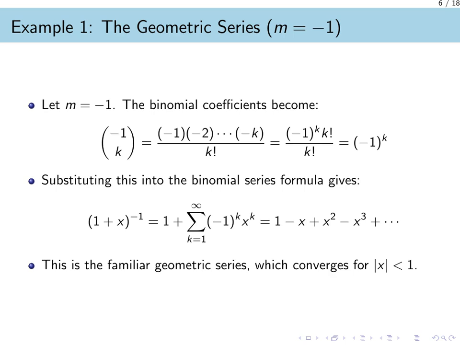Substituting this result back into the general formula gives the series 1 minus x plus x squared minus x cubed, and so on. This is exactly the familiar geometric series, which we know converges when the absolute value of x is less than 1. This example confirms that the binomial series works as expected for this important case.